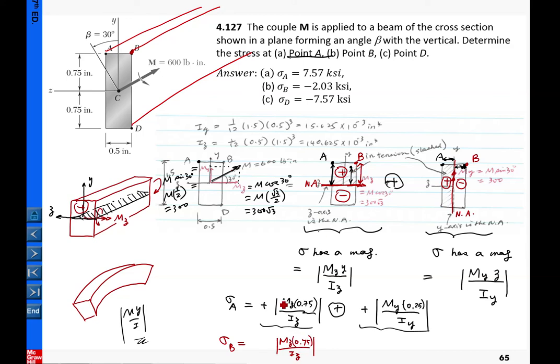And B again is in the tension region, and now we superpose. For the other subsystem, again My over Iy, and then B is a distance measured from here to here, and so this number is 0.25 here. And then B is located in compression, so there is a compressive stress here. Good, so you should be able to proceed with point D.